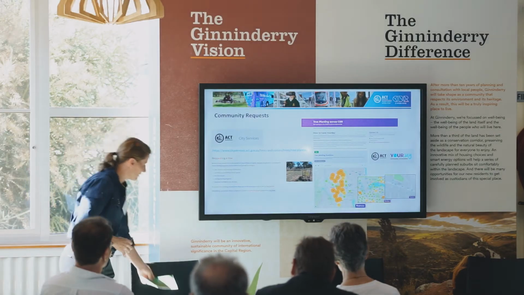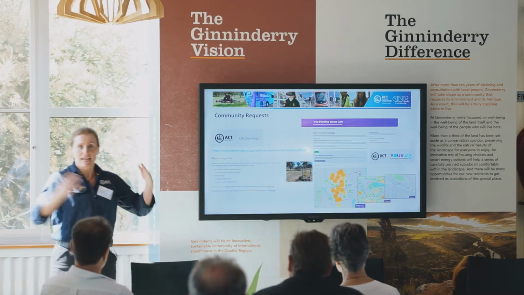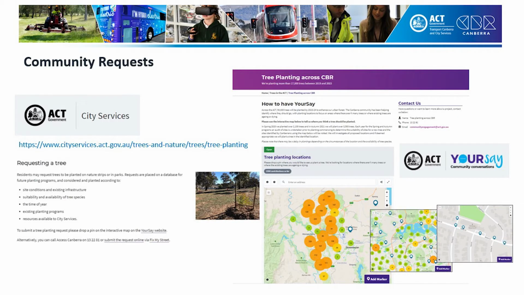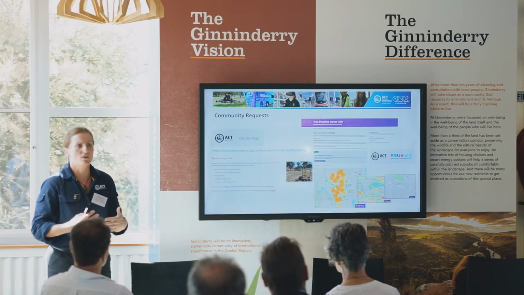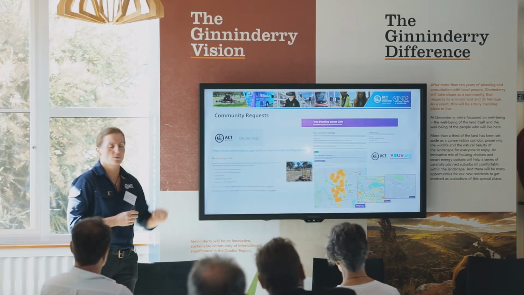Now, on the website, if people want a tree, they can tell us that. They're the best ones, because then we know the tree is going to be well looked after, because they've already asked us for it. So there's a couple of ways. You can go to the City Services website and either request through Fix My Street, or go onto our Your Say website, where people can drop a pin. And that's a lot easier and a lot quicker and not so much communication involved. They just say, oh, yeah, I want a tree there. So put a tree there.